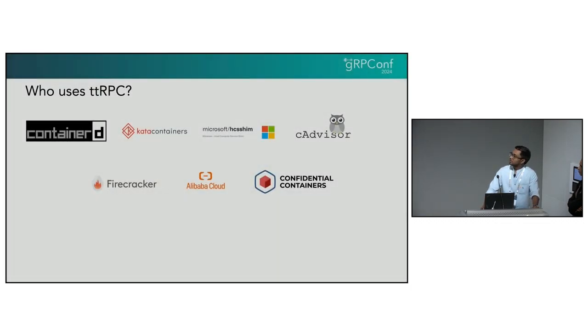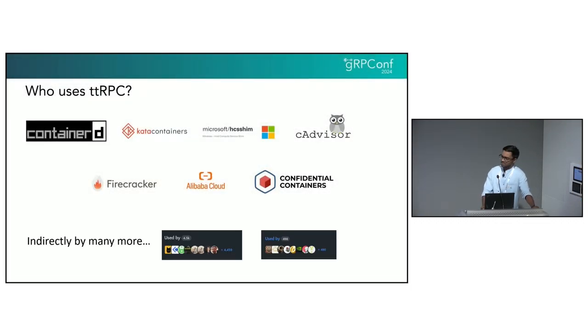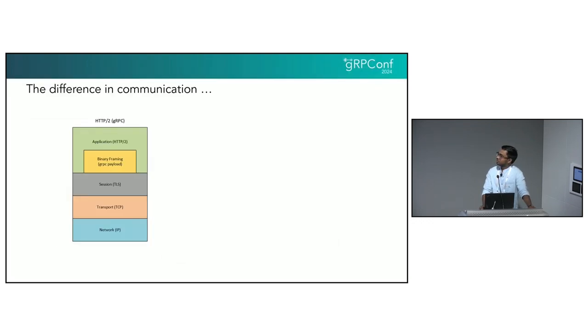So let's see who uses TtRPC. We just wanted to know who used it, so we went to the GitHub repos of these two. We found that many companies use it directly or indirectly. Above, we listed companies who are directly using it. And indirectly, many more are using it, mostly through Containerd. Containerd is very popular, so there are a lot of projects built on top of Containerd, and those are using it.